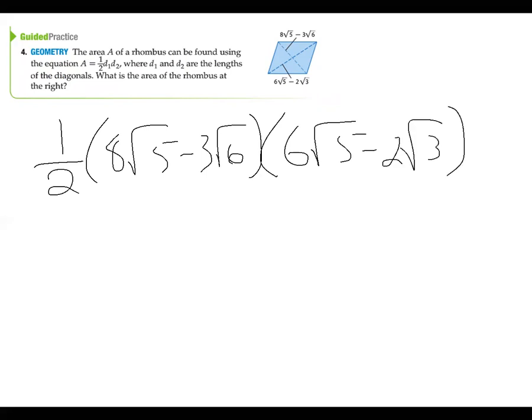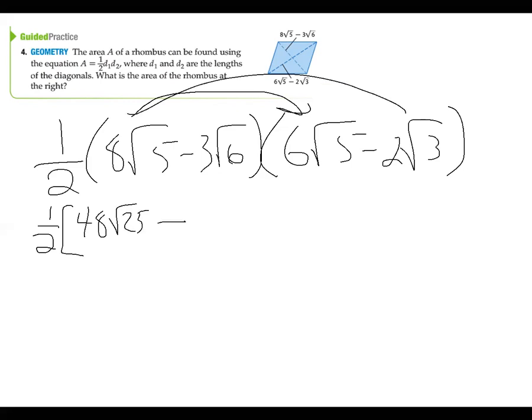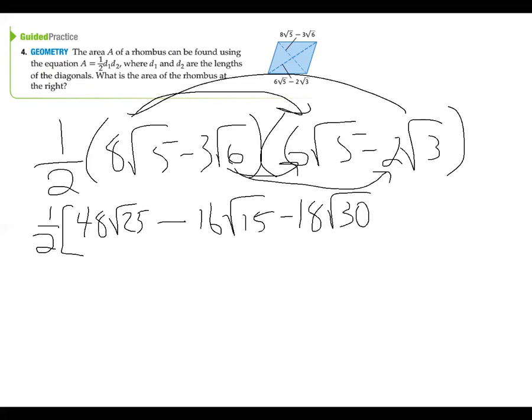Okay, let's begin to FOIL this. So 6 times 8. I'm going to leave the half out here for now. 6 times 8 is 48 square roots of 25 minus 16 square roots of 15 minus 18 square roots of 30 plus 6 square roots of 6 times 3 is 18.